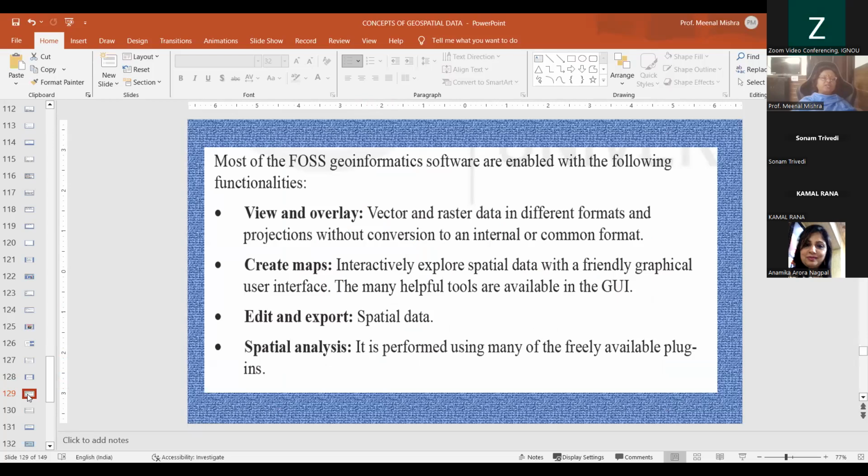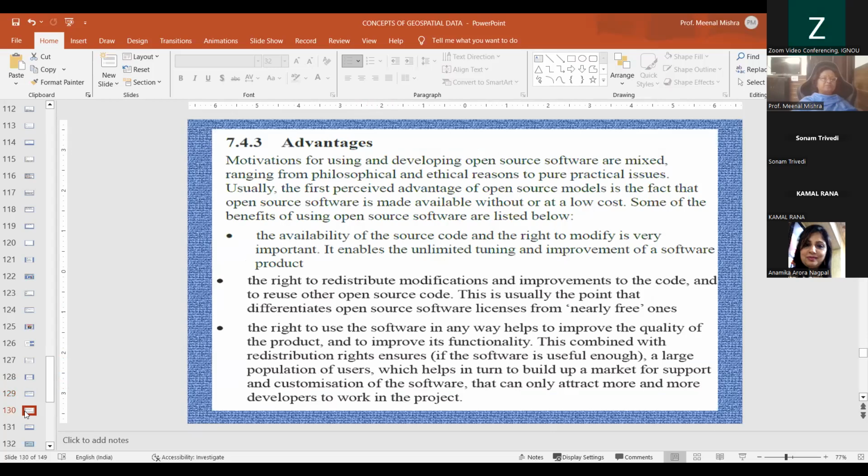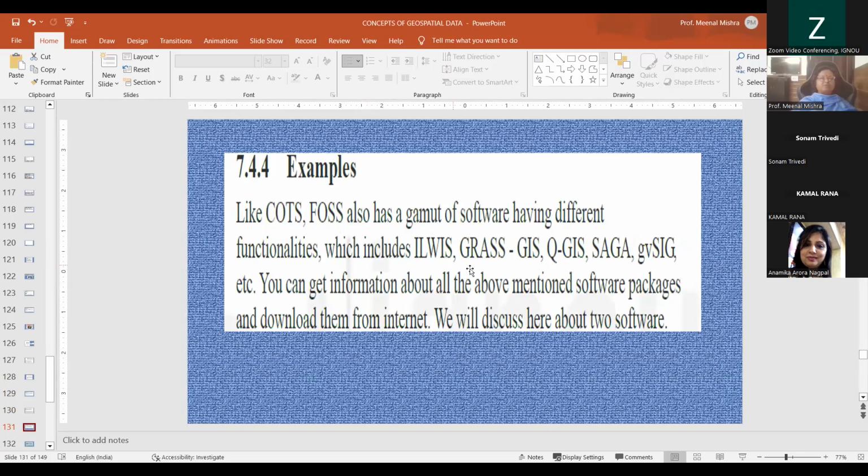Then view and overlay, create maps, edit and export, spatial analysis. These are examples like QGIS, then GRASS, and then SAGA, which I think very hurriedly in 2 minutes we can go through, because it's already 12:55 and we have one more unit that is on programming. So QGIS is a capable open source free geospatial software, that is Quantum GIS.